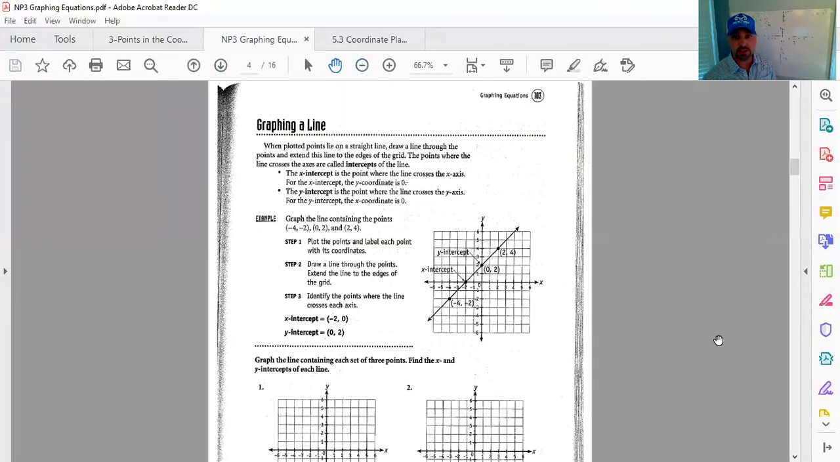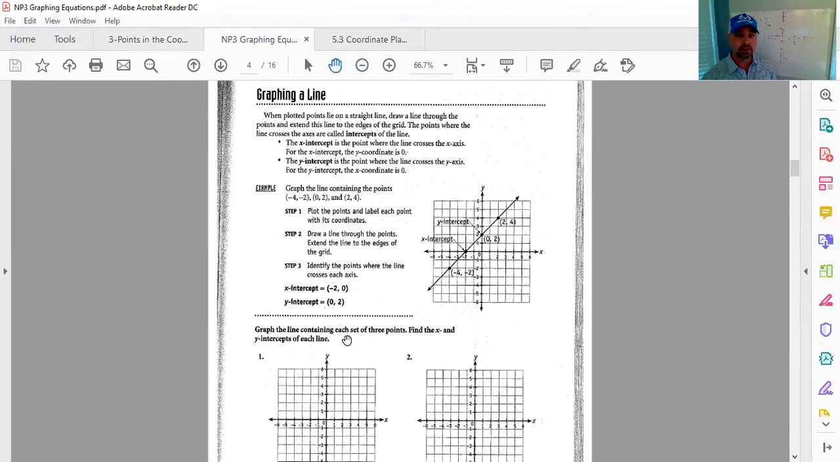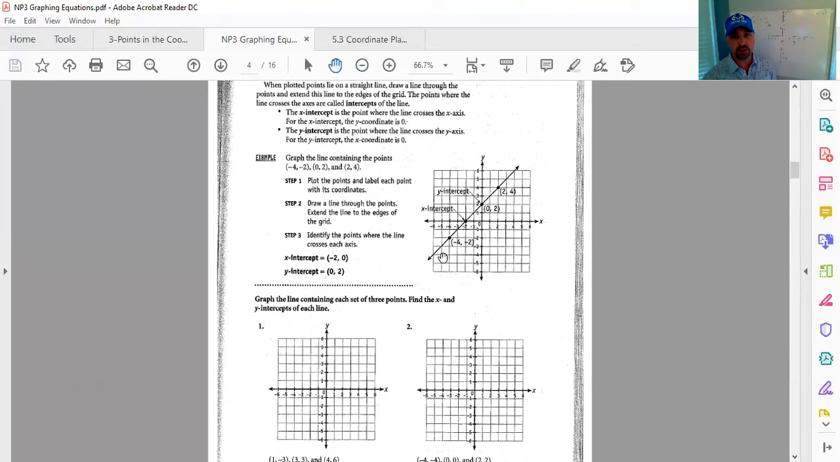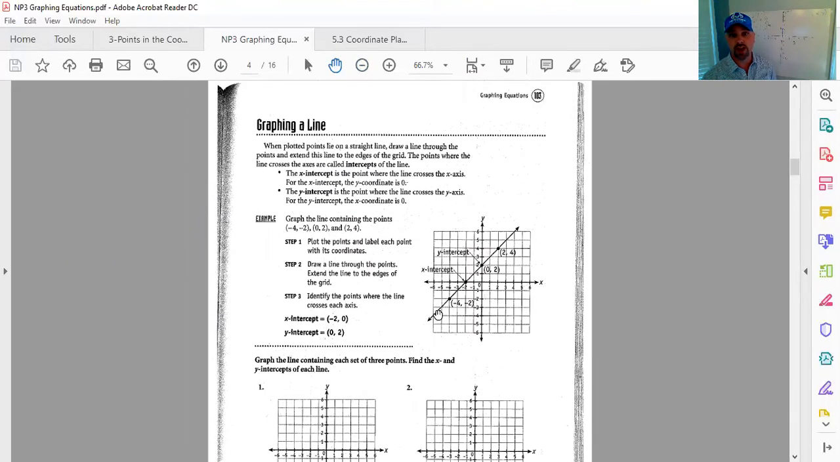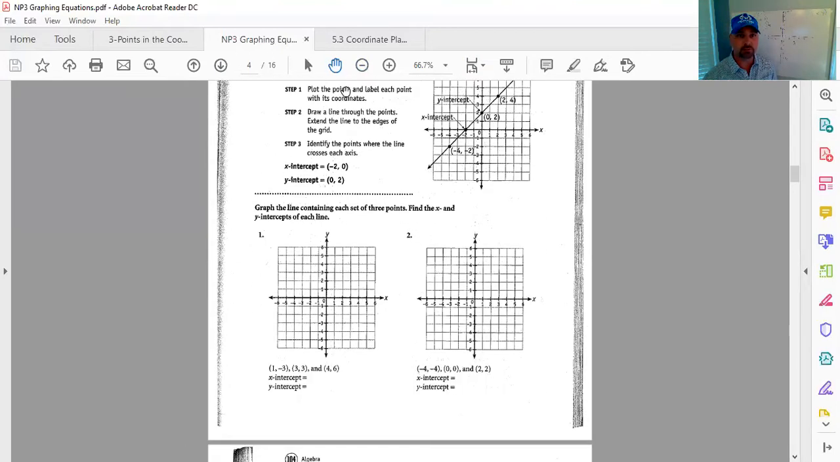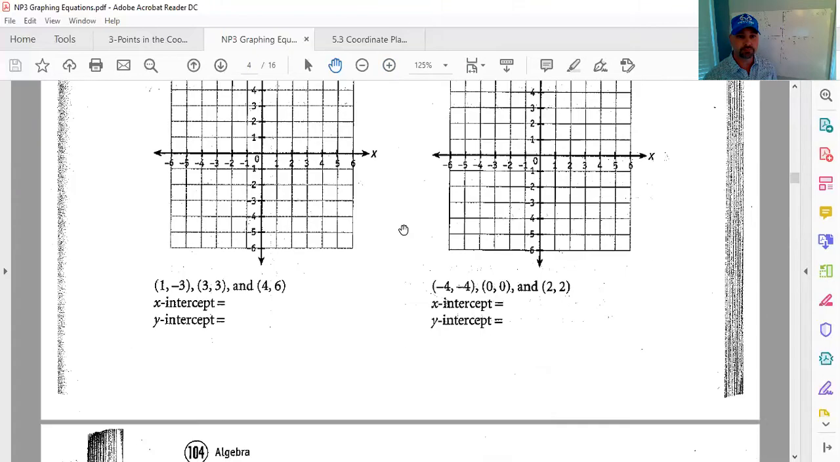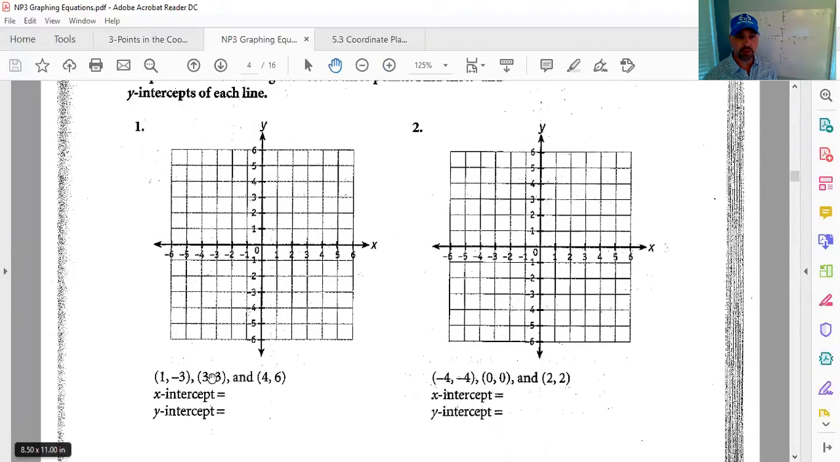And then really that's all. The first 3 pages is what we're covering today. You could probably do this page actually as well, which is graphing a line. Once you put these points on, so take a look at number 1. They give you 3 points: (1, -3), (3, 3), (4, 6). Once you get those on, it should make a line which you can draw, okay?